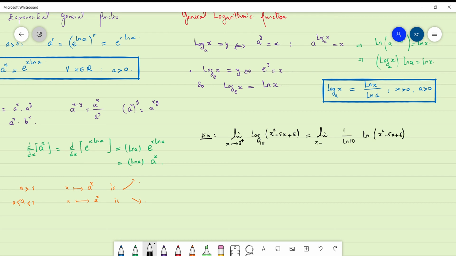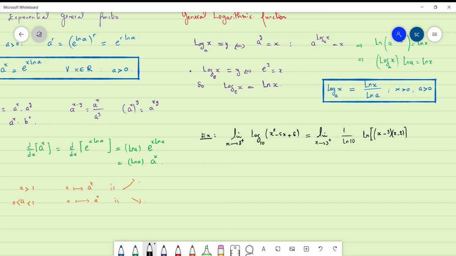Okay, as x approaches 3 plus, maybe it's better to factor to be sure that everything is well defined here. I would prefer to do that. So if you factor, you get x minus 3 times x minus 2. Now for x near 3 plus, this quantity is positive, so it will approach 0 plus. ln at 0 plus is minus infinity. ln 10 is positive, which gives us a positive ln 10.